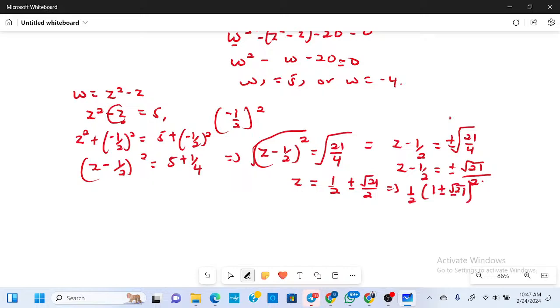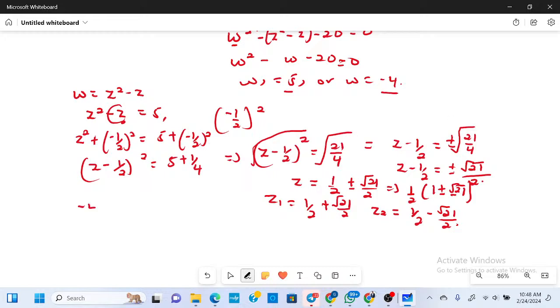But you know this comprises two roots, so our z1 is simply half plus root of 21 over 2, and our z2 is simply equal to half minus square root of 21 over 2. So these are the first two roots, but we are asked to find the four solutions, right? So we've done for when w is equal to 5. Let's move to when w is equal to negative 4.